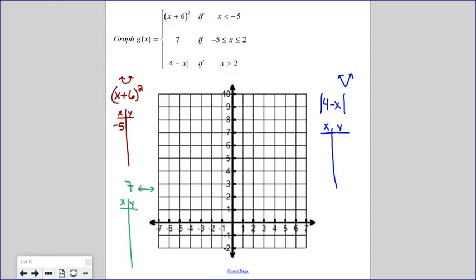So I'm supposed to start at -5. It's going to be an open dot. I would pick maybe -6, -7. I'm looking for a parabola to show up. So if it doesn't show up in that, pick more numbers. Okay? Plug that in. -5 plus 6 is 1.